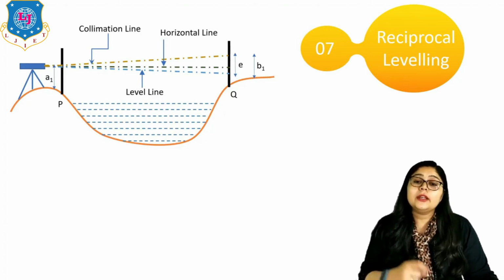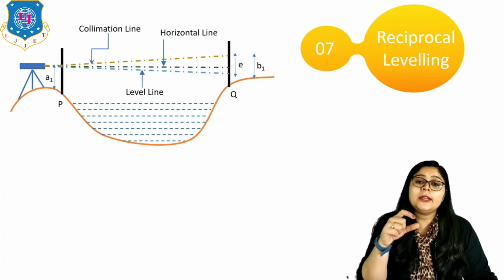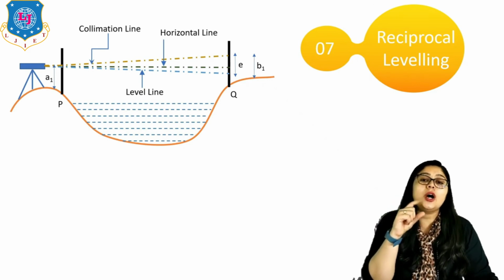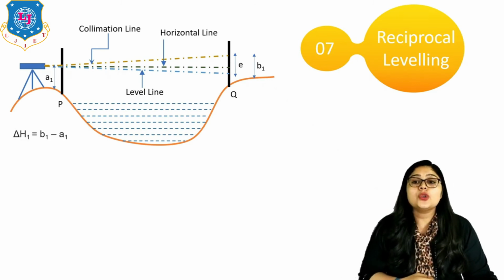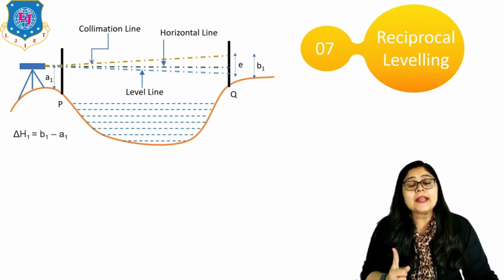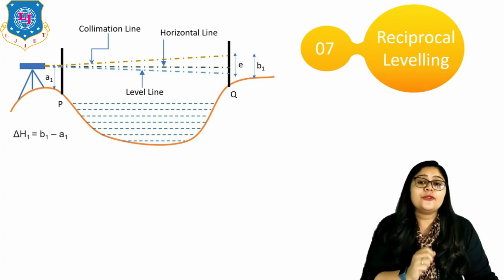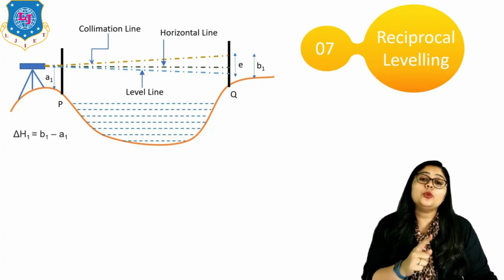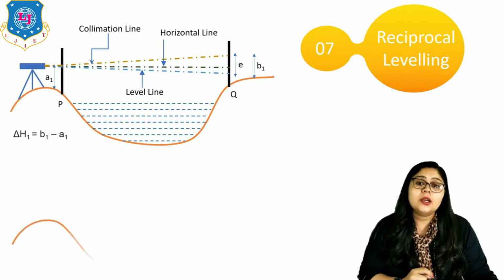And now here you can see the E. It means the total variation of these readings, right? So I can say delta H1 for this kind of height calculation is equal to B1 minus A1, right?